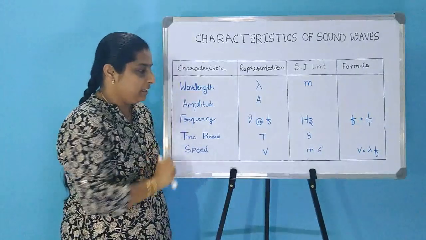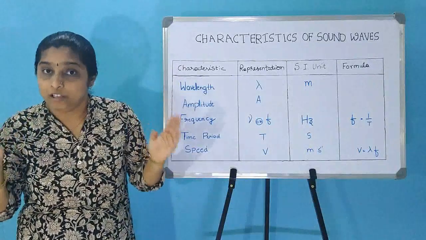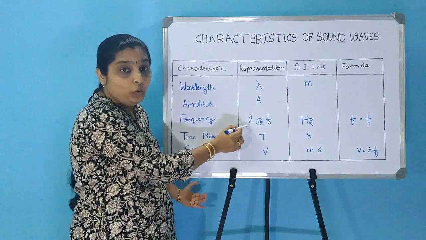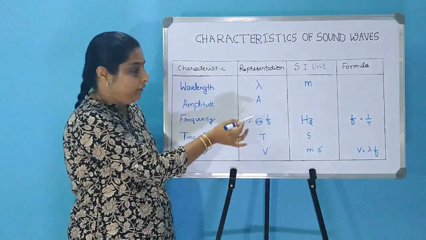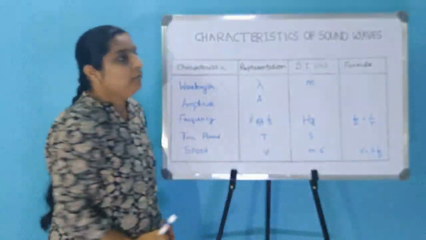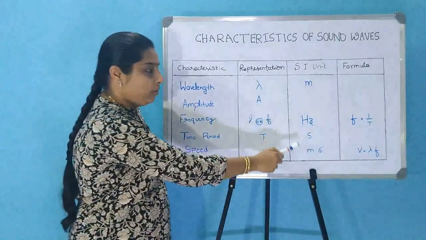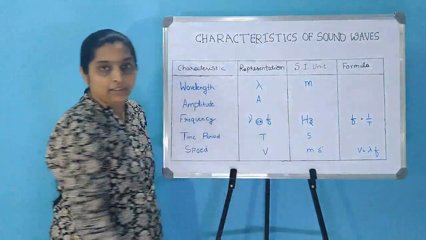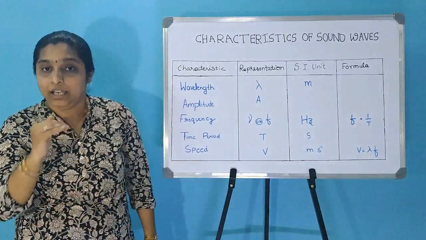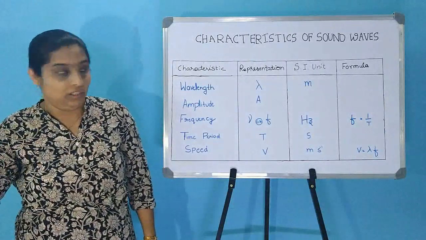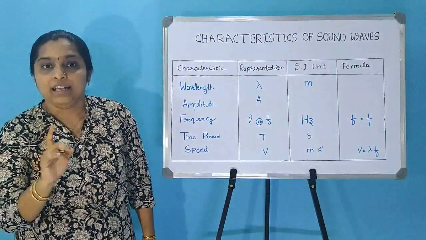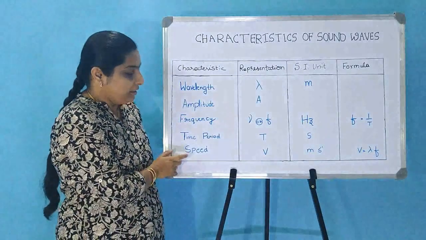Next comes frequency. Frequency is the number of oscillations per second, and it is represented by a Greek letter called mu. And for simplicity in the video, we have represented it by f, and SI unit of frequency is hertz, and formula to find frequency is f is equal to 1 by T, where capital T represents time period. What is time period? Time period is time taken to complete one oscillation, and it is represented by capital T, and SI unit of time period is seconds.